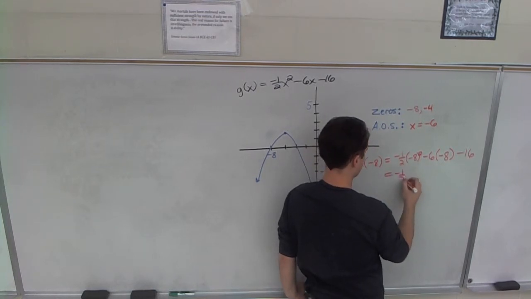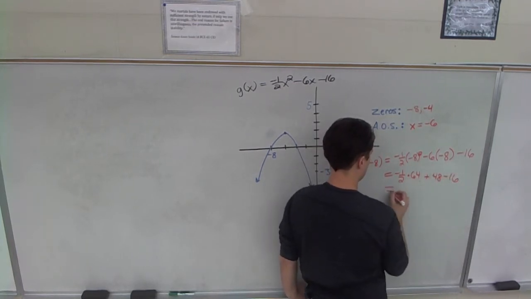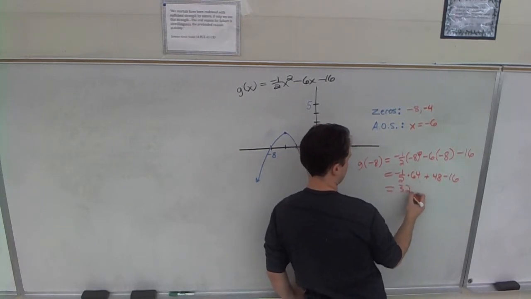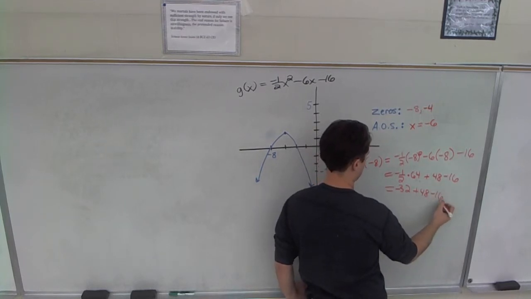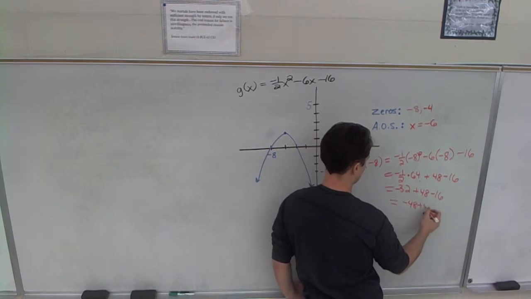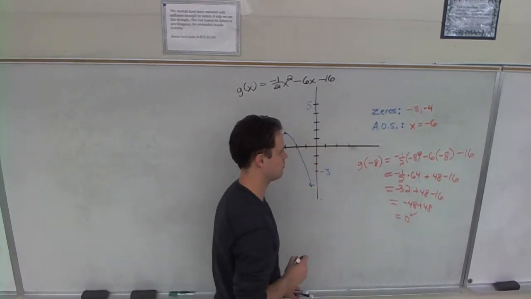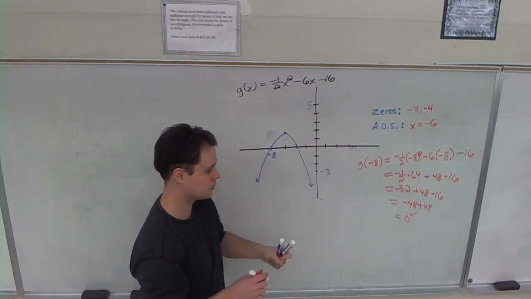So -1/2, negative squared is positive. Negative times negative is positive. Multiplication next, half of 64 is 32, -32. I'm going to put these together, that's -48 plus 48, which is indeed 0 like it was supposed to be. So that must have been a correct 0 for this algebraic parabola.